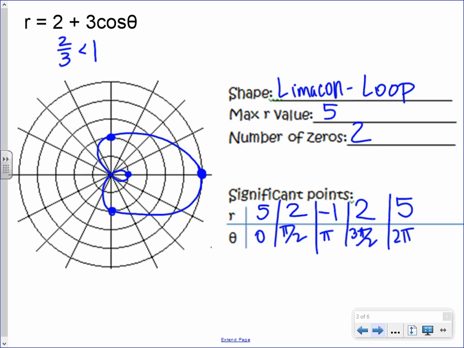If your loop is not going through the pole on tomorrow's quiz, you will not get full credit for your graph. Be careful. Don't get in such a hurry that it's sloppy and it doesn't go through the pole even though you know it should. What do you guys think?